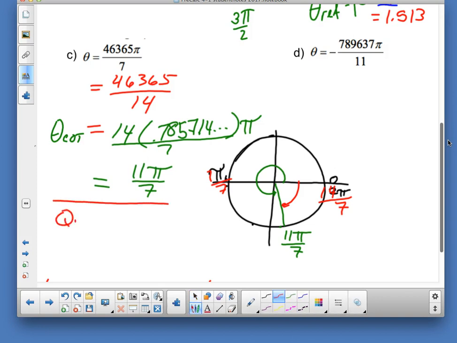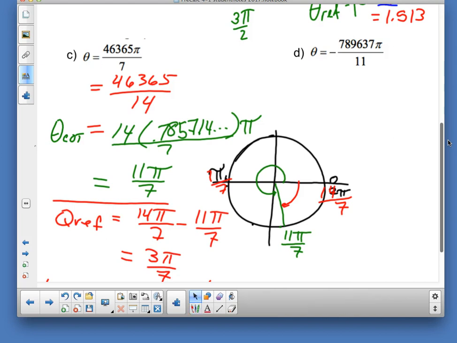Now, theta reference. I know that I have a full revolution, 14 pi over 7, minus 11 pi over 7 will give me my 3 pi over 7, and that's where that came from. All right? Most of this work was done in my calculator to talk about revolutions. All right?